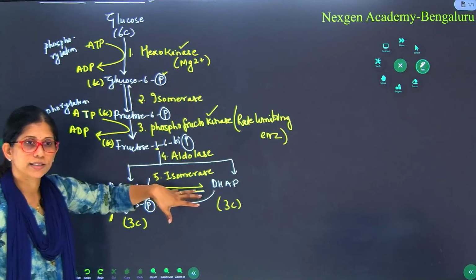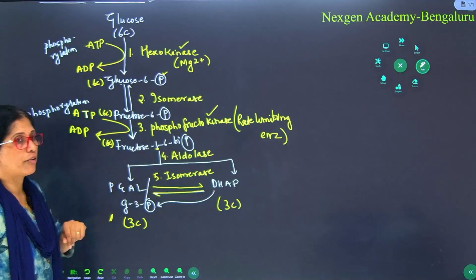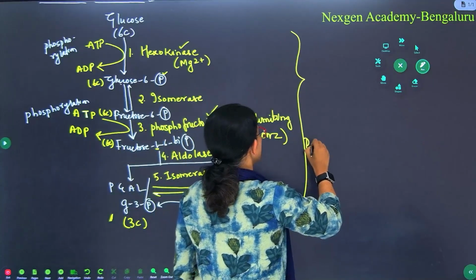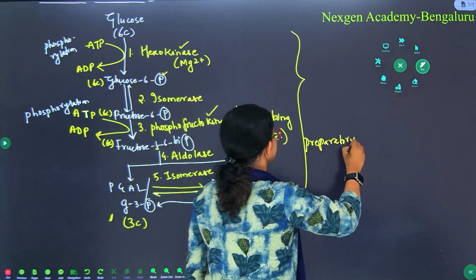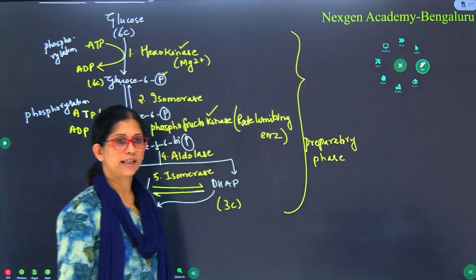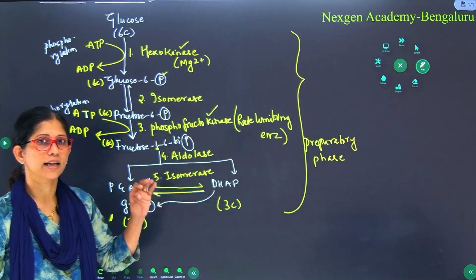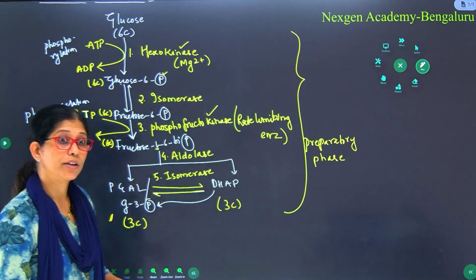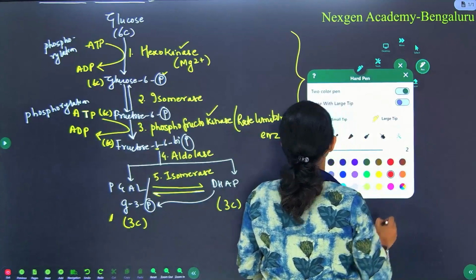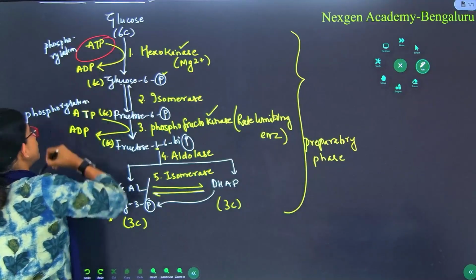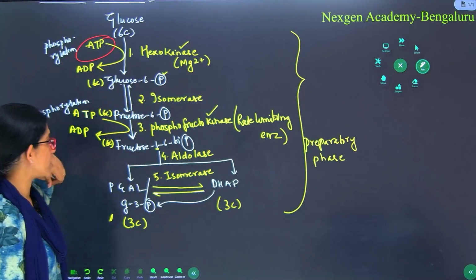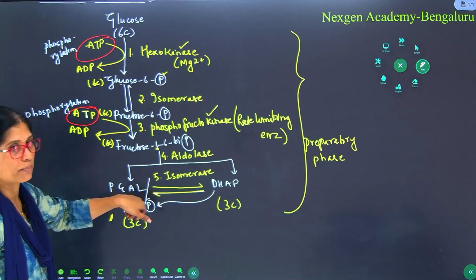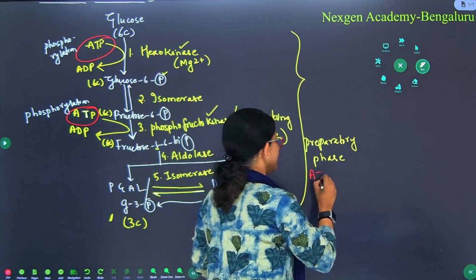So this particular phase that you are seeing here, from glucose to the splitting of fructose 1,6 biphosphate, this whole process from here to here, is known as the preparatory phase, right? As you can see here, in the preparatory phase, there is no ATP released. On the contrary, ATP is being used, right? So let us see where the ATP is being used.